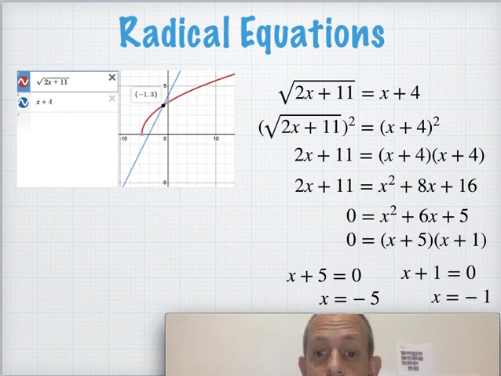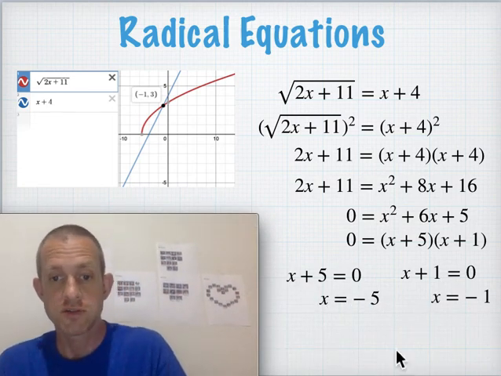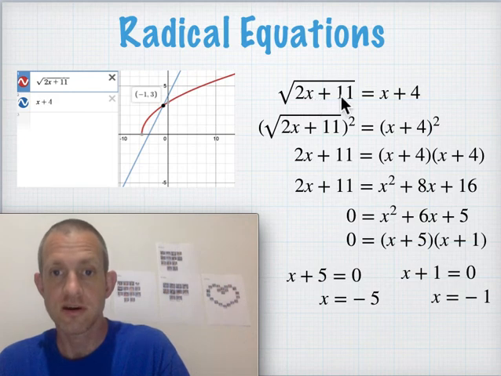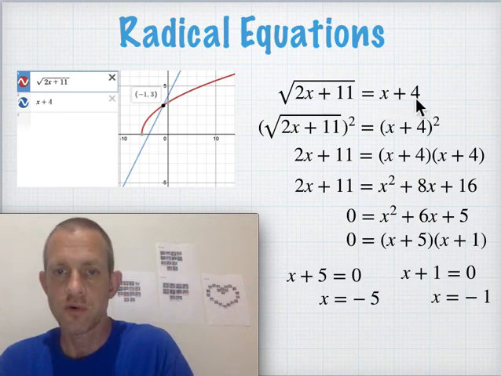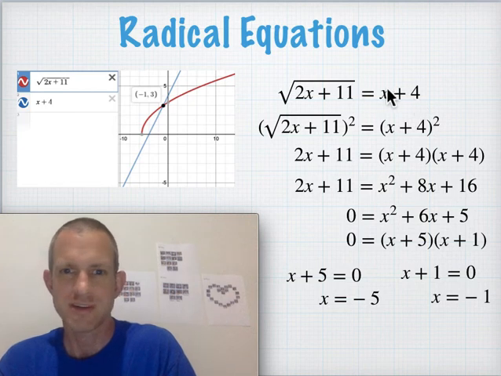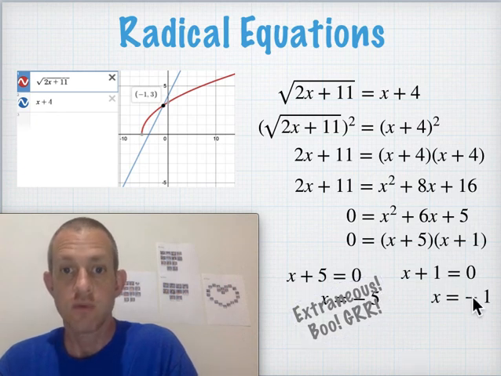Now, we need to check if these are extraneous. To do that, if you plug a negative 5 in, you end up getting on this side the square root of 1, which is 1. And on this side, negative 5 plus 4 is negative 1. And those aren't the same. And so this guy is an extraneous solution, doesn't count. If you plug a negative 1 in, both sides end up being the same thing, 3.